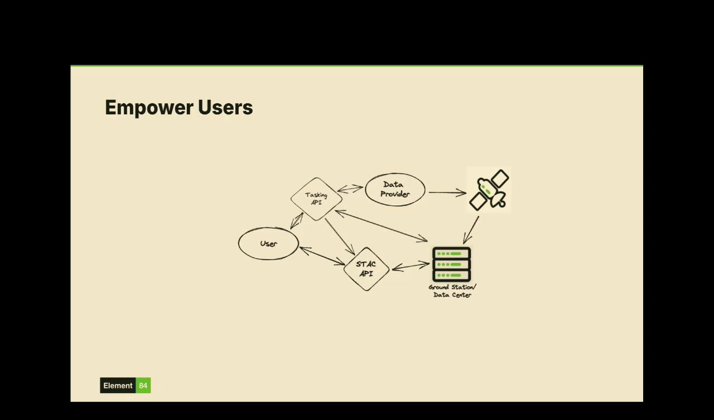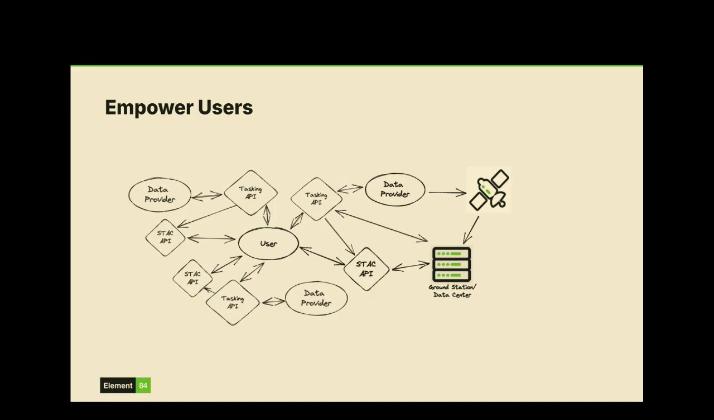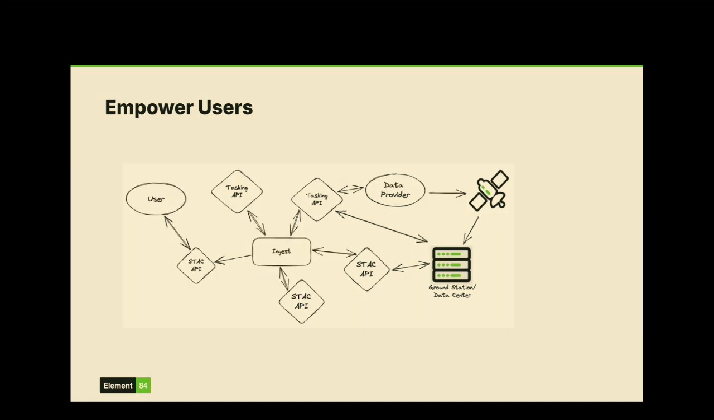We envision the tasking API working in conjunction with the STAC API. So a user uses the STAC API for accessing existing data, and a tasking API for ordering data from the future. Obviously, this empowers the user because now we have an interoperable system where a user can order data from all sorts of different data providers, assuming everybody follows the standard.